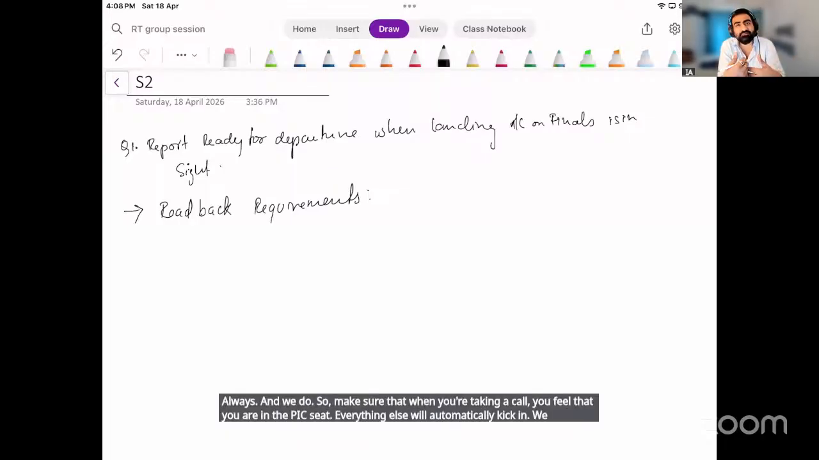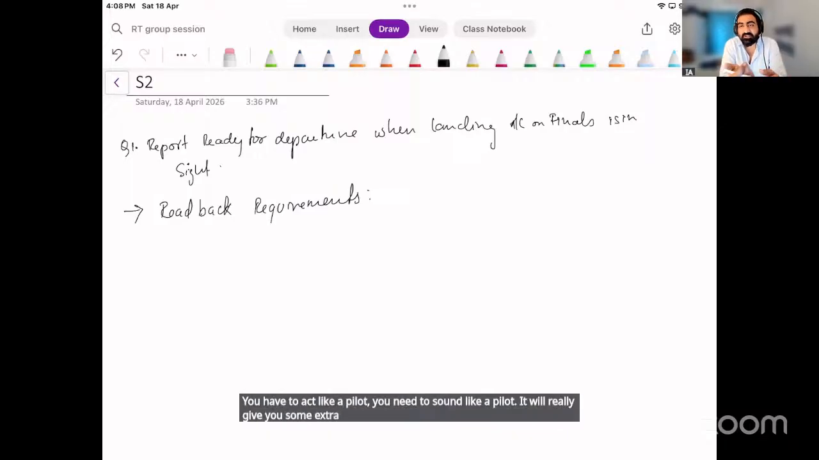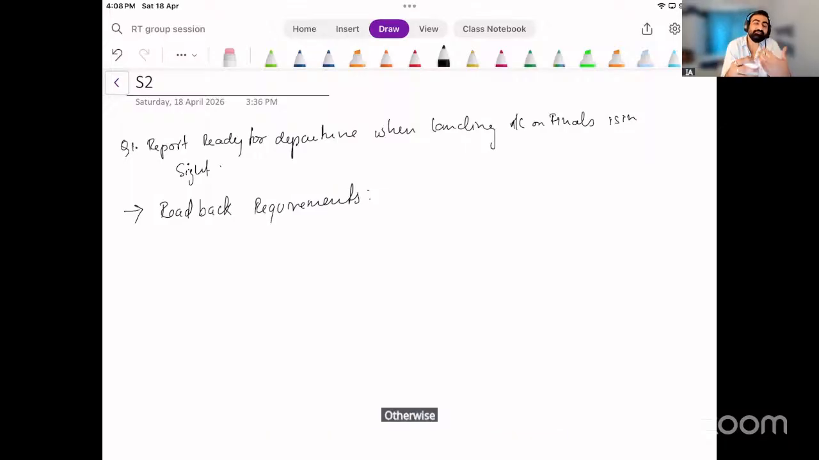We are not in a classroom, we are not home, we are not at the library, we are not bored studying. Nothing should be like that. You need to have that excitement and that confidence. Remember, students, you have to act like a pilot. You need to sound like a pilot. It will really give you some extra marks. Otherwise, lack of confidence can bring in the idea of errors, and we don't need that.